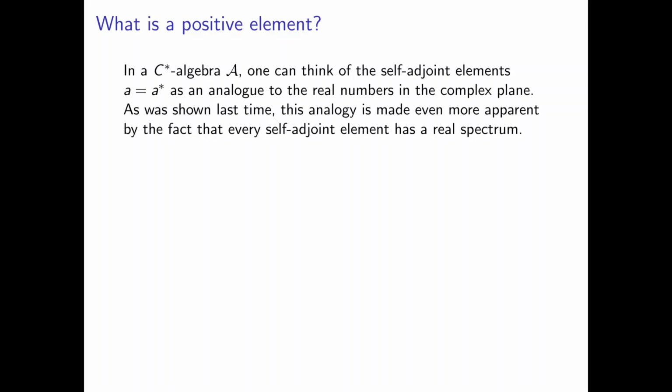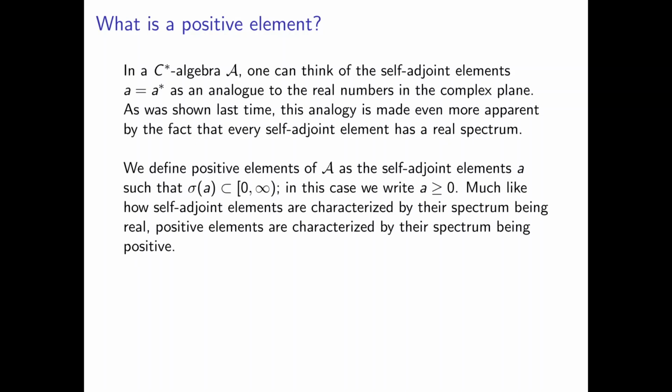So we think of this in analogs. In a C-star algebra, one can think of the self-adjoint elements as an analog to the real numbers in the complex plane. So this is a direct analogy. And we saw that this analogy was reinforced by the idea that every self-adjoint element has a real spectrum, which we proved in the last lecture. And we take this idea to define positive elements as the set of self-adjoint elements with a positive spectrum here.